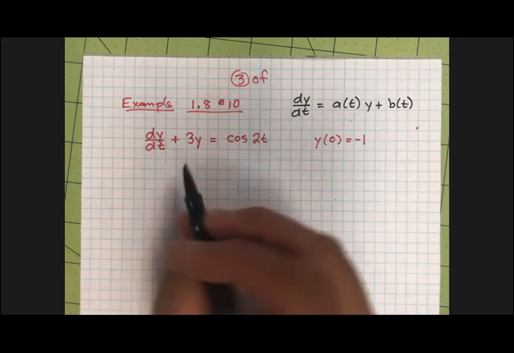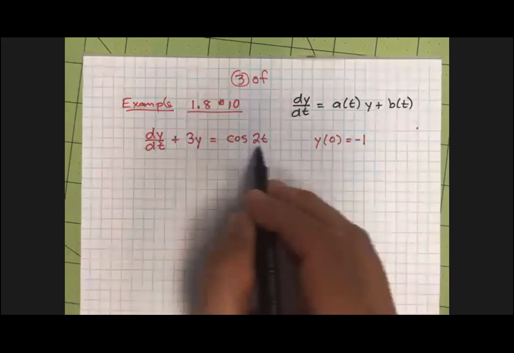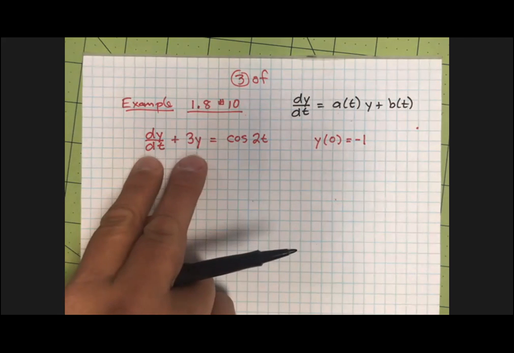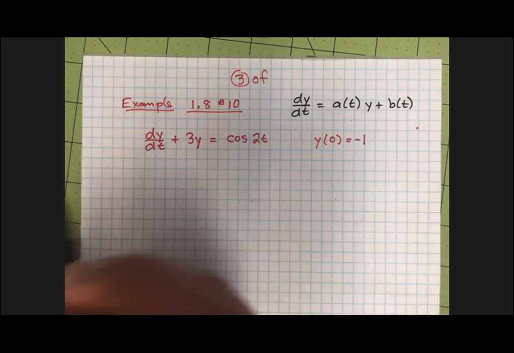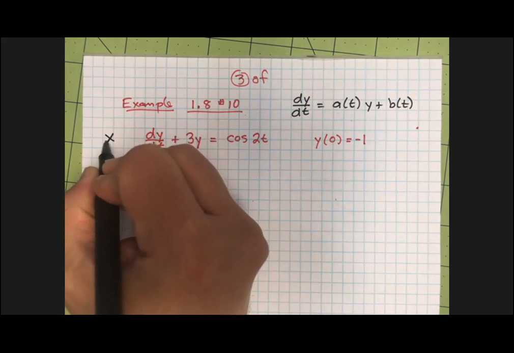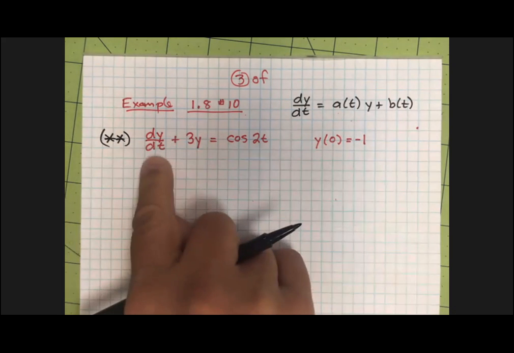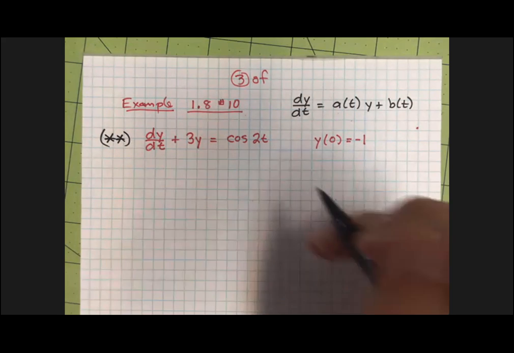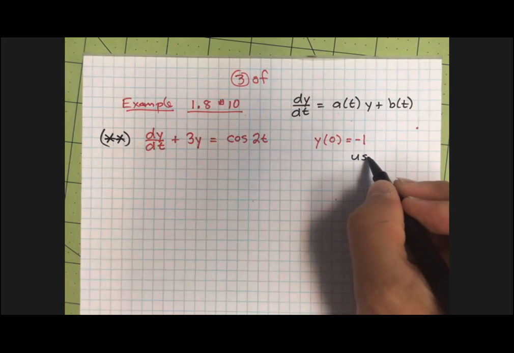When I see this, and this did come from 1.8, which is another tip, the first thing I think is method of undetermined coefficients. I've got this problem, let's call it double star. Because this is a constant in front of the y, I'm gonna use the method of undetermined coefficients.